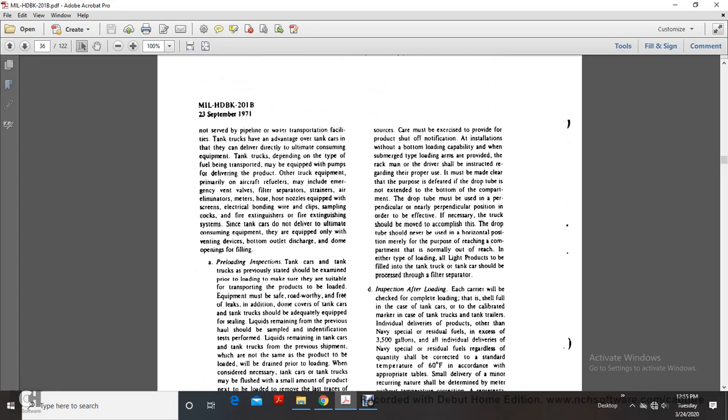Sources. Care must be exercised to provide the product and shut off notification for all installations without bottom loading, with the capability for the instrument drive with the loading arm with the rack. The driver shall be instructed regarding the proper use.